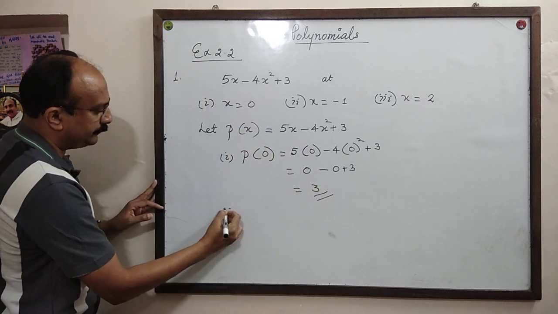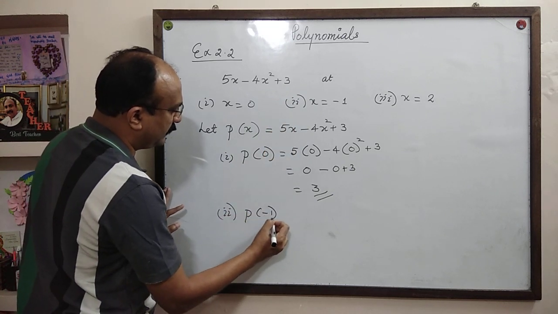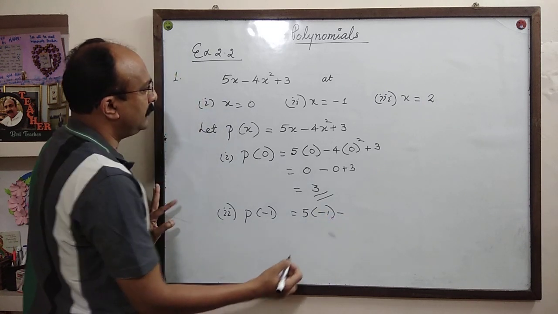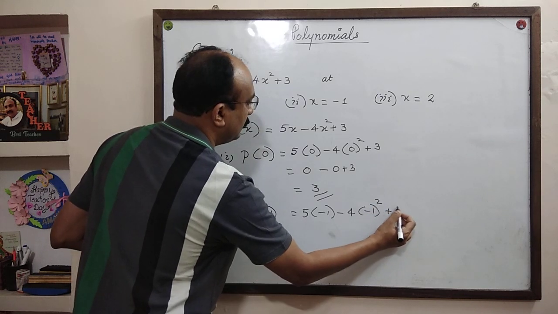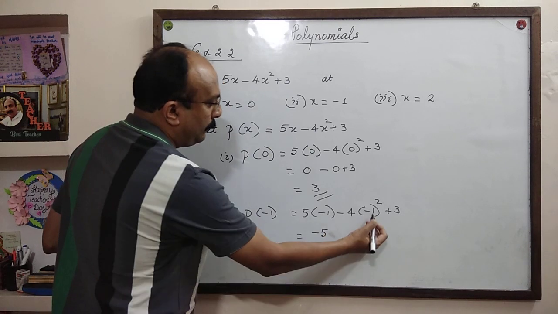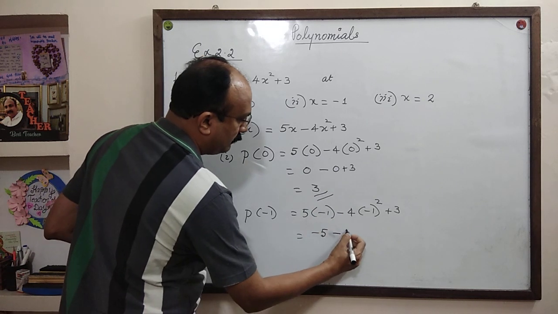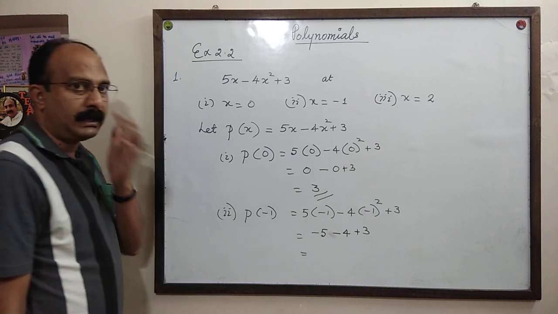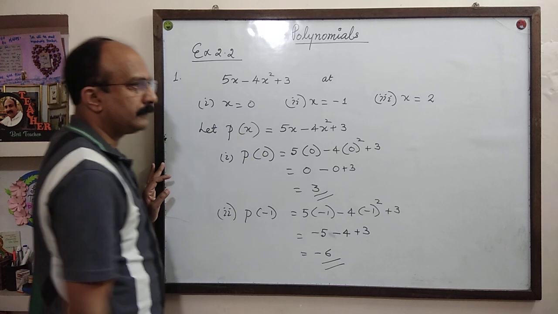Second one, at x is equal to minus 1 means p of minus 1 is equal to 5 into minus 1 minus 4 into minus 1 the whole square plus 3. 5 into minus 1 is minus 5. Minus 1 the whole square is plus 1. Plus 1 into minus 4 is minus 4, plus 3. Minus 5 minus 4 is minus 9. Minus 9 plus 3 is equal to minus 6.